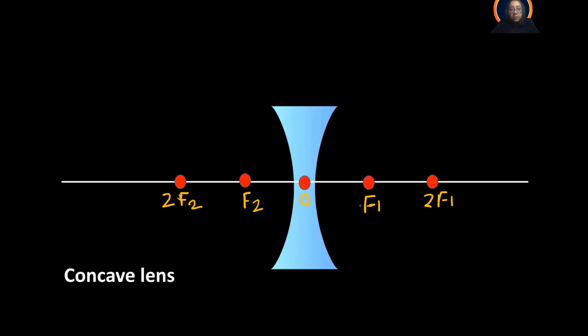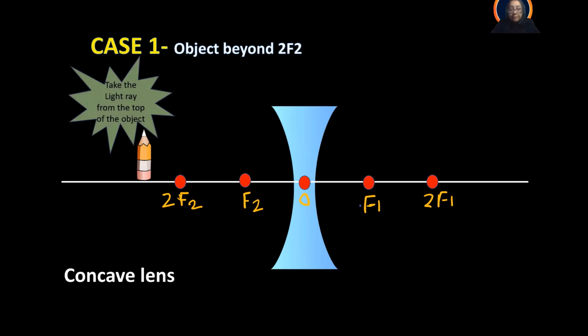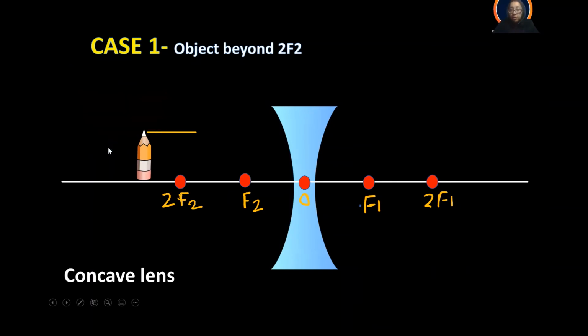Okay, so let's consider the first case, that is case 1, when the object or the pencil is placed beyond 2F2. Let's place it beyond 2F2, and remember, we will take the light ray from the top or head of the object. So let's consider the incident ray like this, starting from the head of the object, striking the concave lens. This is the first rule we have taken, which is parallel to the principal axis, and it appears to meet at the focus.